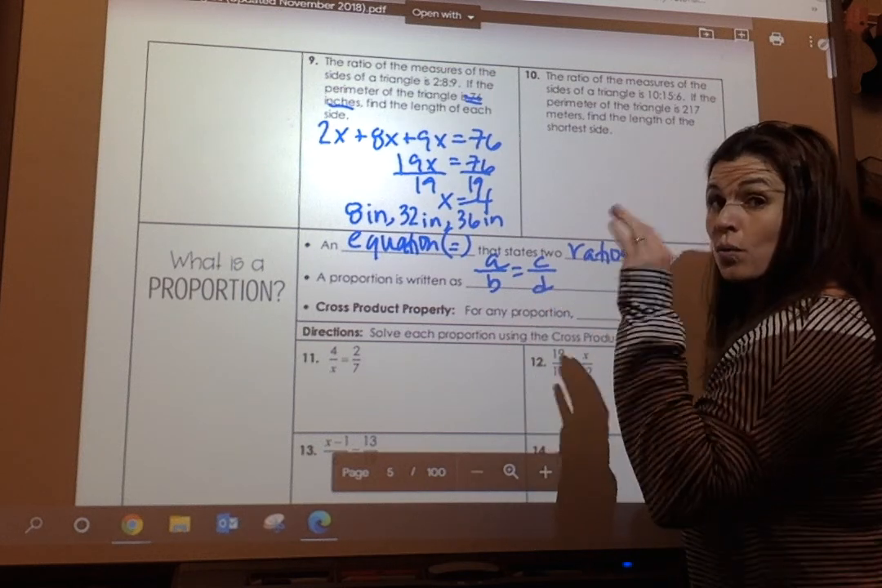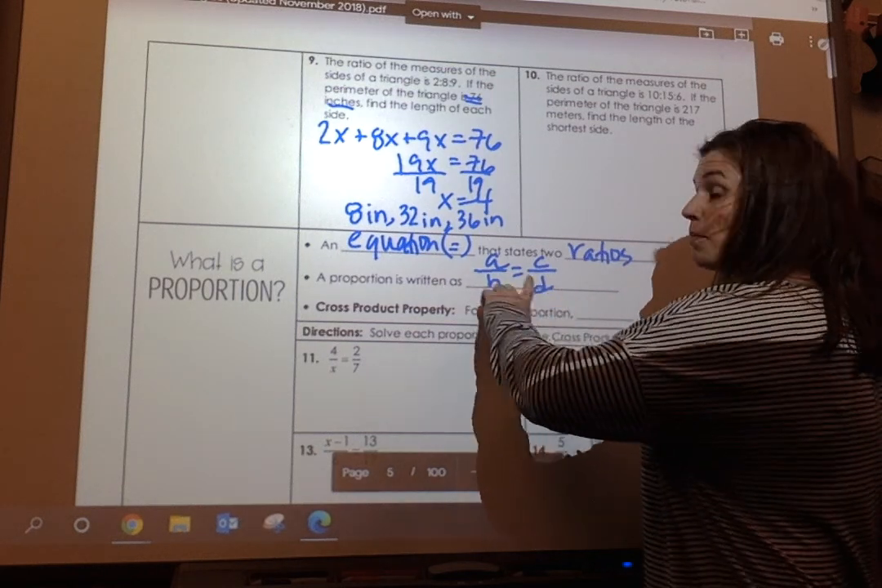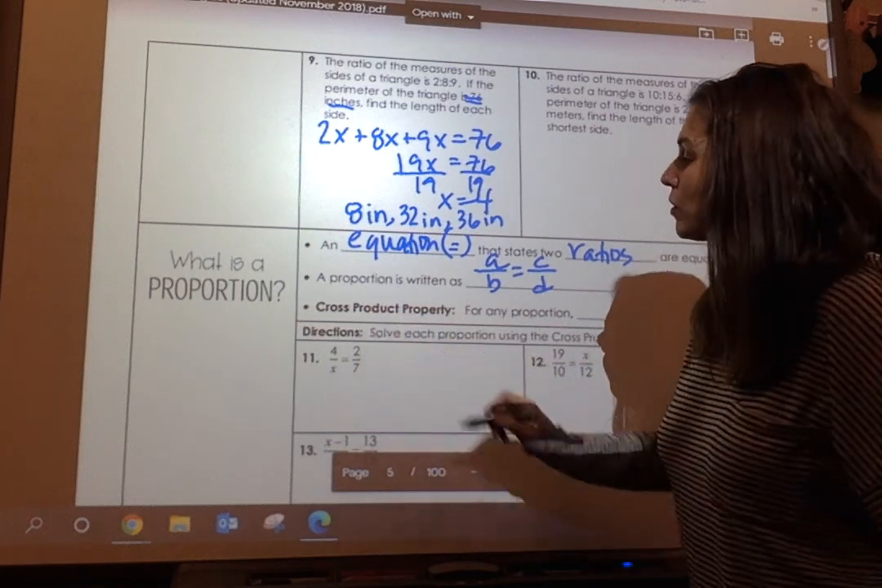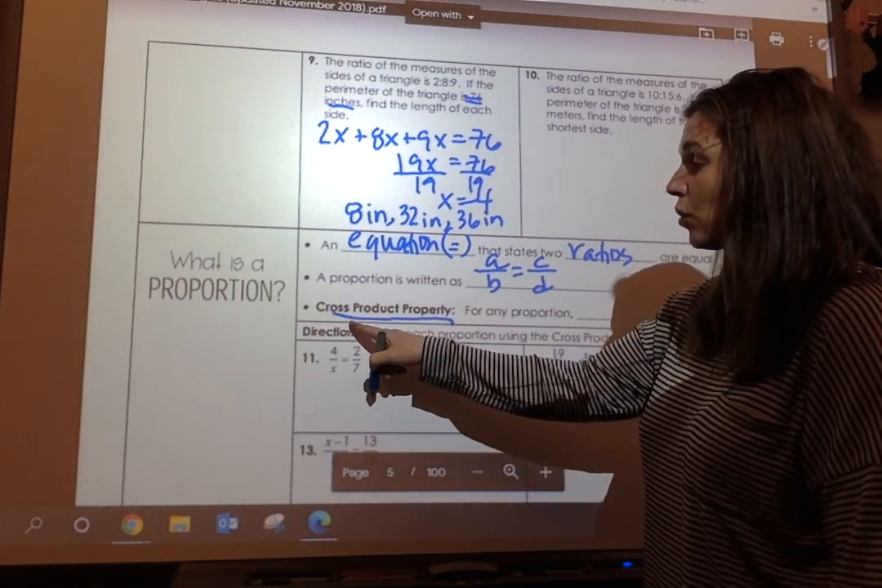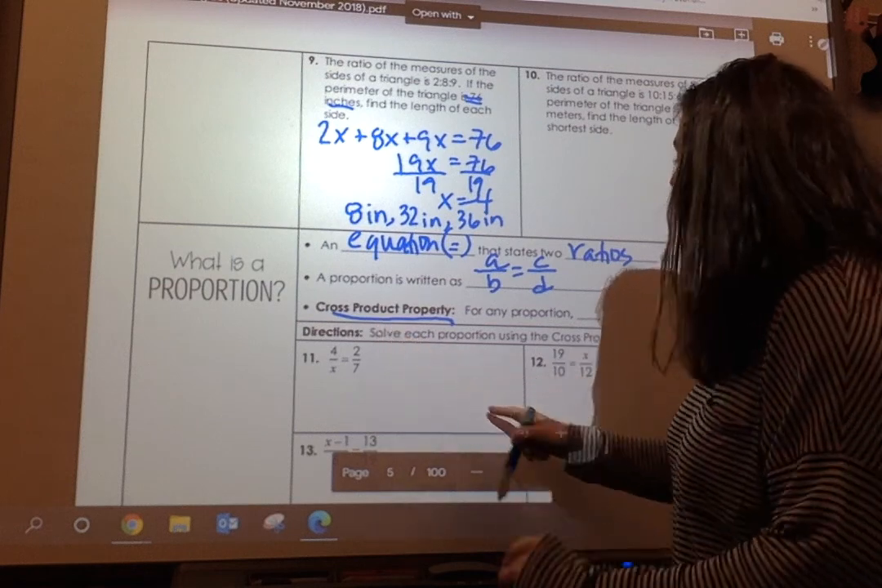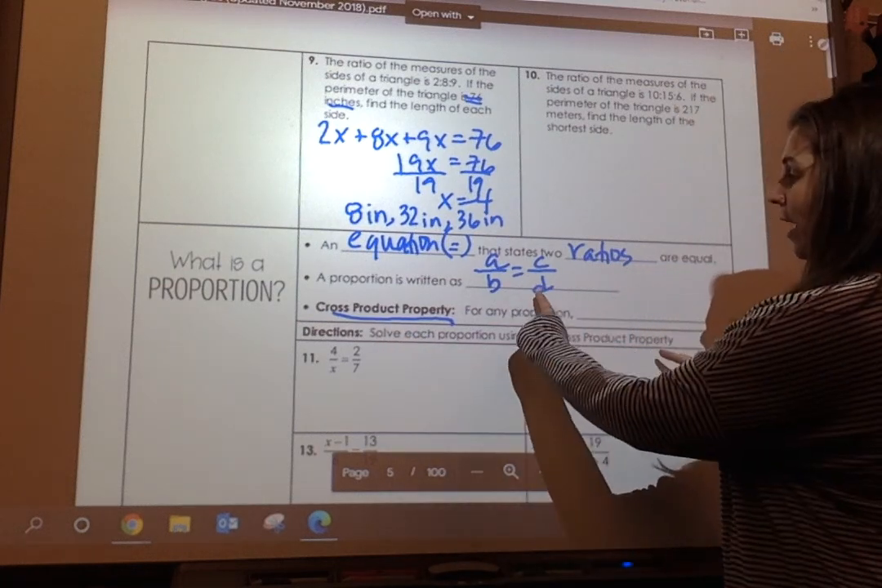And last year, remember how we solved proportions? We cross-multiplied them. And so that was our cross-product property. Cross-product, product means multiplication. And so how would I do that for any proportion?